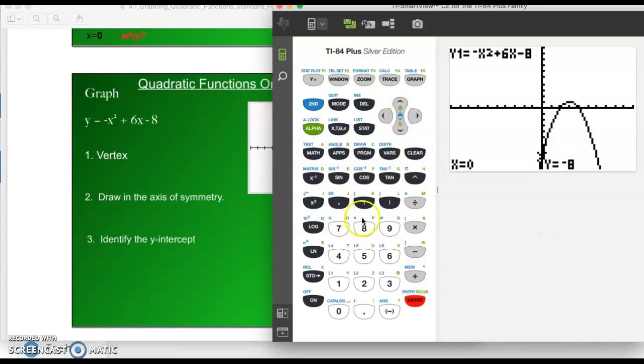So hopefully walking through those steps, seeing it on the calculator, can make it easier for you. If you need more help, we'll talk about these in class. Good luck on this and have a great day.